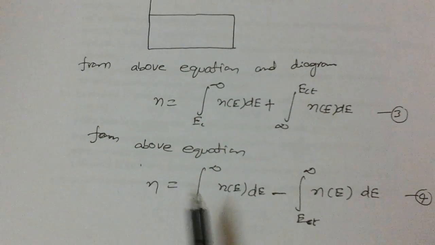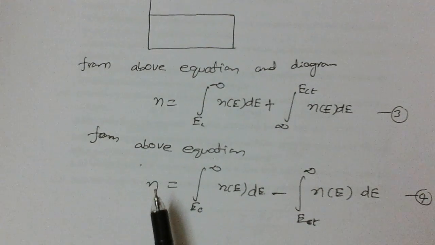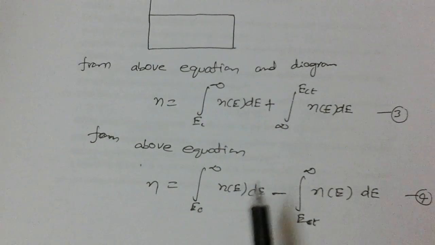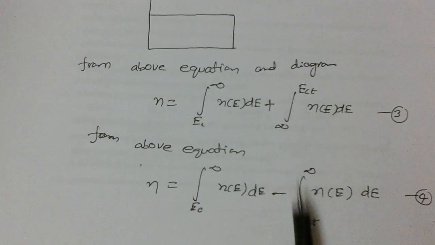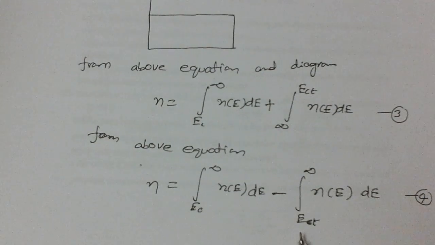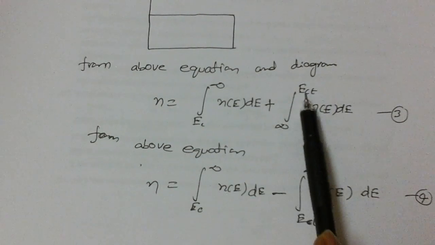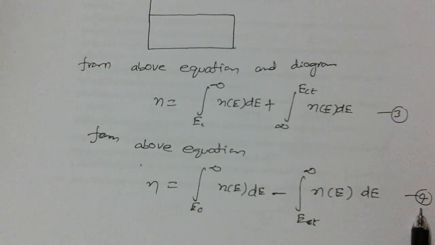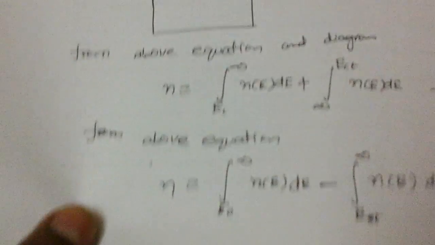Now from this equation, n is equal to the integral from EC to infinity of n(E) dE, the same term as written, but with one change: the lower limit and upper limit are exchanged, according to mathematics. When you exchange the limits, the plus sign automatically becomes minus. So this is the fourth equation. Now we are taking another equation.